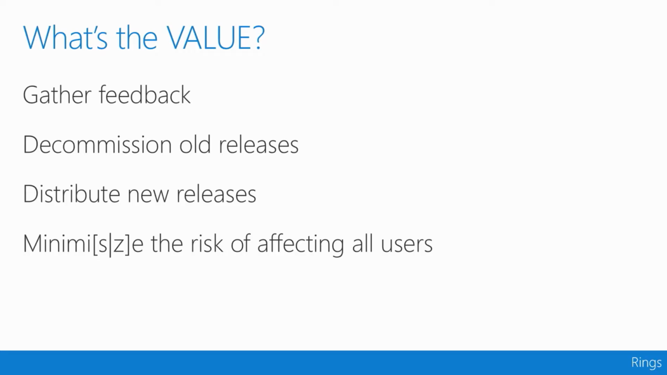So the value of deployment rings is you can gather feedback and test your hypothesis, and that's really to make sure that you're adding value with your feature to the user, because it's no use just deploying features. You can also decommission old releases and distribute new releases in production without affecting all users. So it's progressive deployment of your releases.